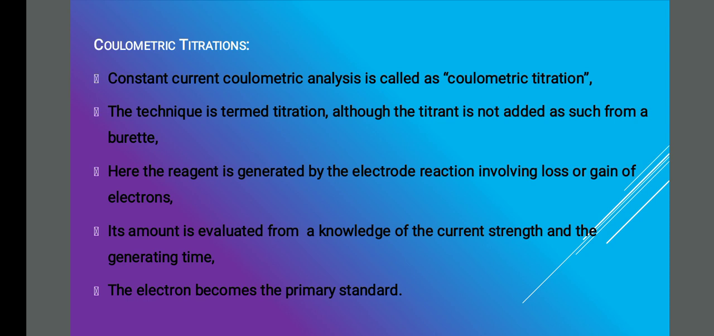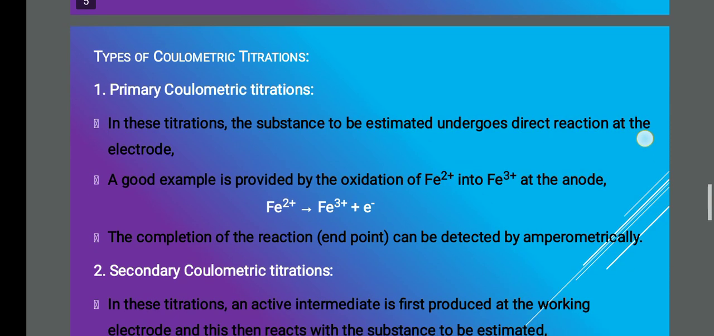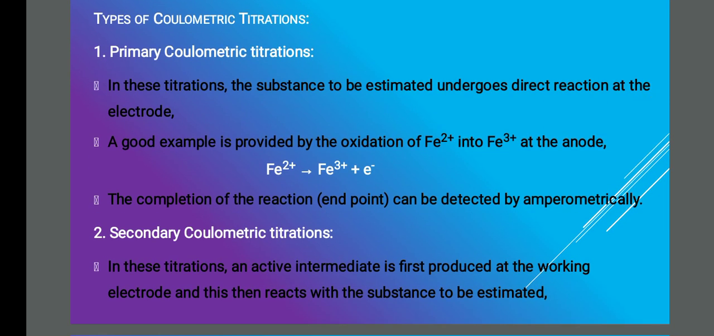Okay, and the electron becomes a primary standard in this coulometric titration. So why do we call this coulometric titration? Here we are not using any titrant, though we call it a titration, because the reagent is generated by the electrode reaction involving loss or gain of electrons, and the amount is evaluated from the knowledge of current strength and generating time, because Q is equal to I T. Okay, there are two types of coulometric titration. The first one is called primary coulometric titration and the second one is called secondary coulometric titration.